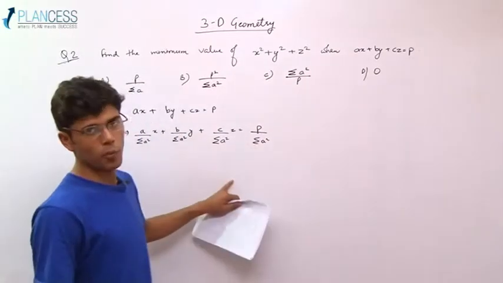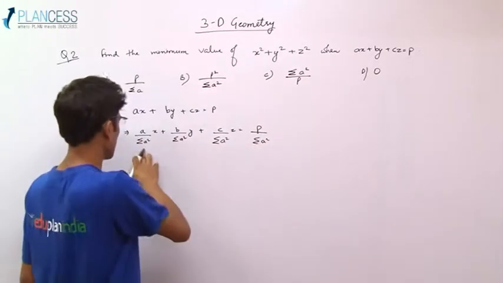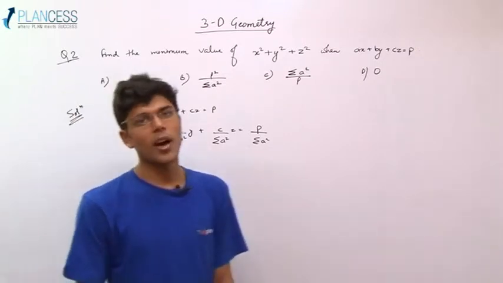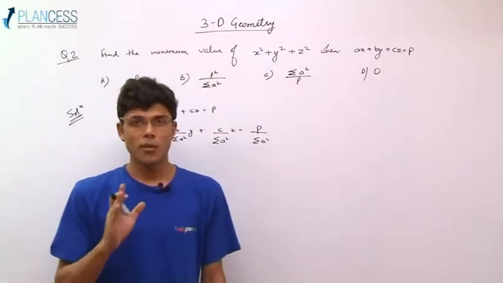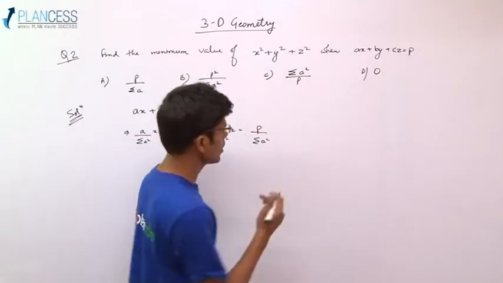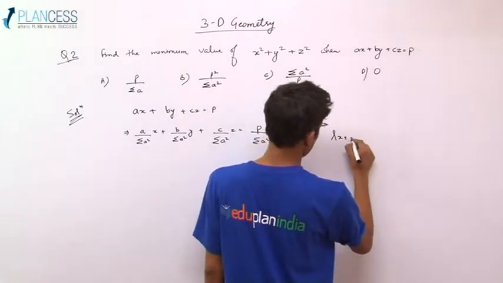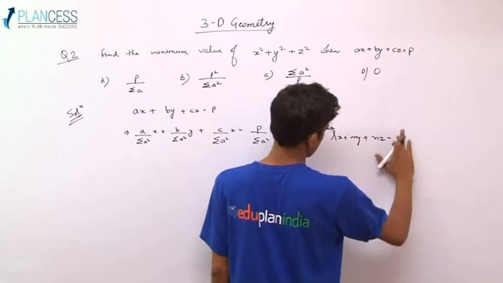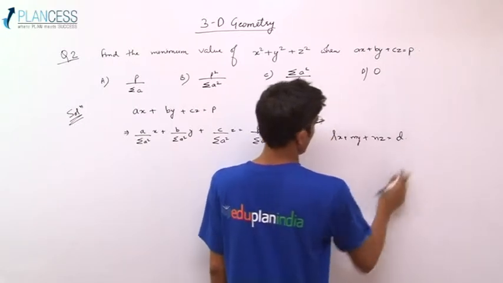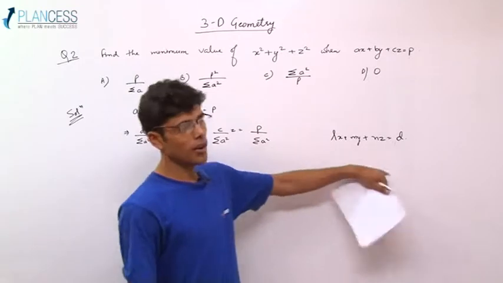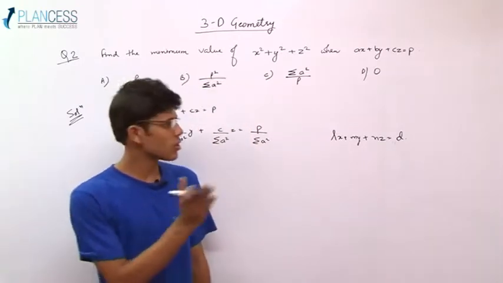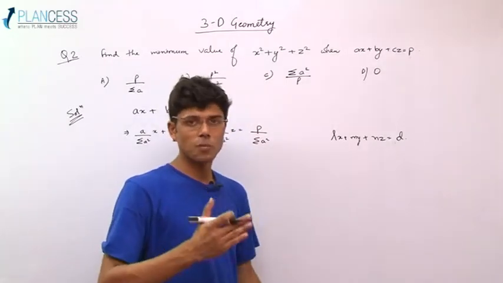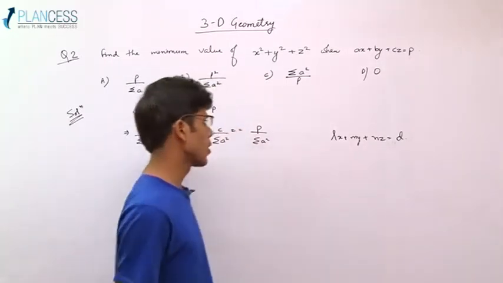Now this is the equation of a plane in a format where a upon root of summation a square, b upon root of summation a square, c upon root of summation a square are respectively the direction cosines of the normal to this plane. And we know that for an equation of the form Lx plus My plus Nz equals d, if L, M and N are the direction cosines of the normal to this plane, then d is the perpendicular distance of this plane from the origin.